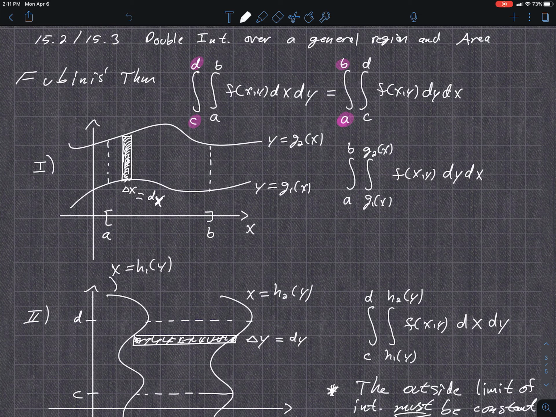Shall we continue in 15.2 and 15.3? So this is double integrals over what we call a general region, and then we'll talk about area.